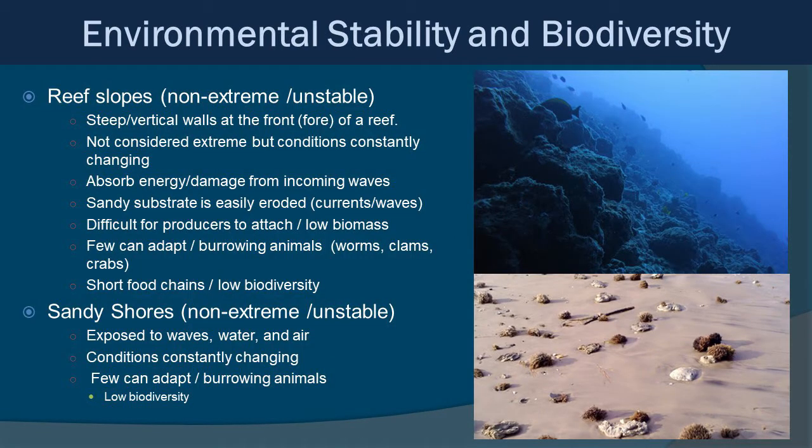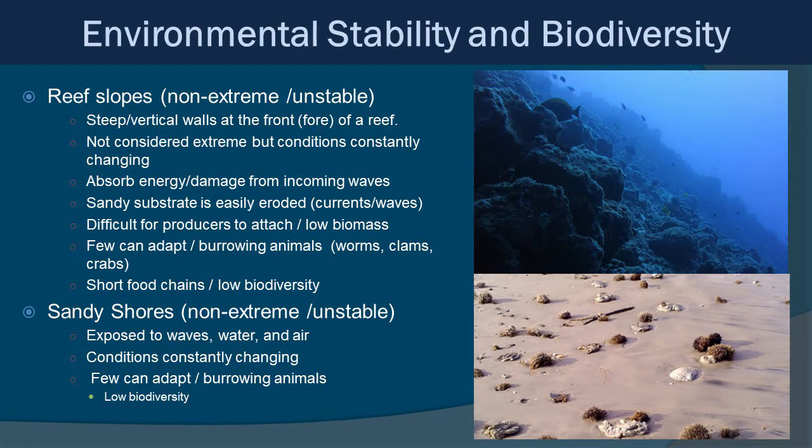Now let's look at our non-extreme unstable environments. So a reef slope is the steep vertical walls at the front or fore reef. This is the side of the reef that faces the open ocean. And they are not considered extreme because you don't have the kind of extreme conditions you find at a hydrothermal vent, but the conditions are constantly changing. As waves pick up, you get that swell hitting the fore reef. It's going to take the brunt of that.